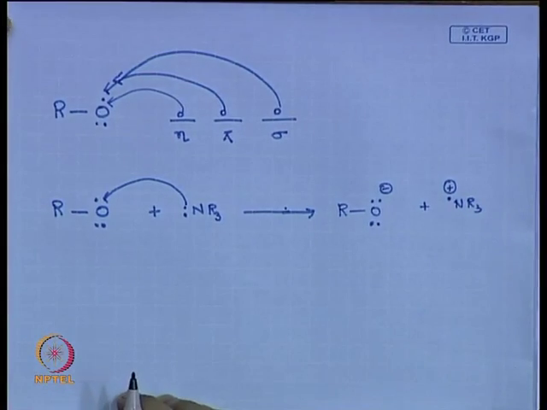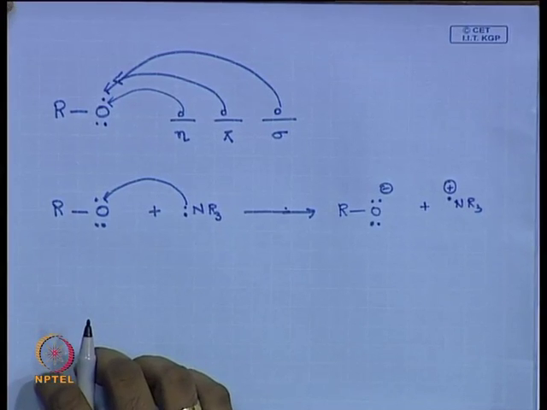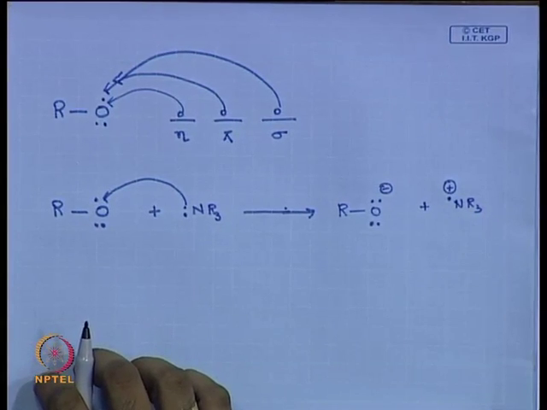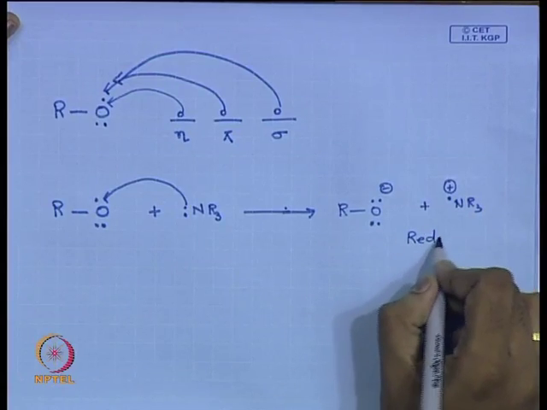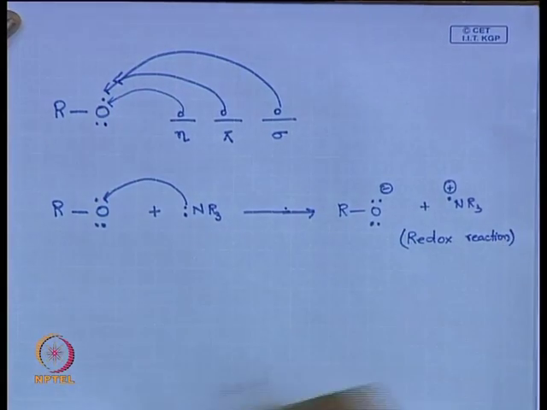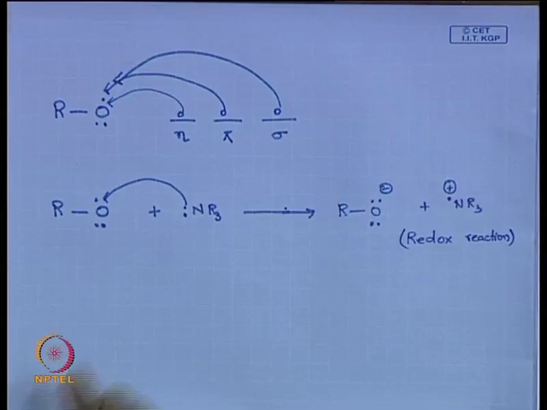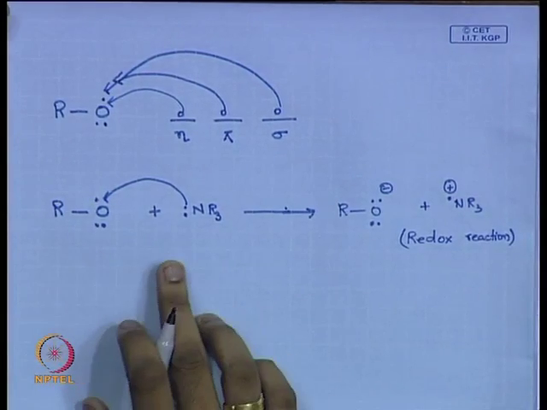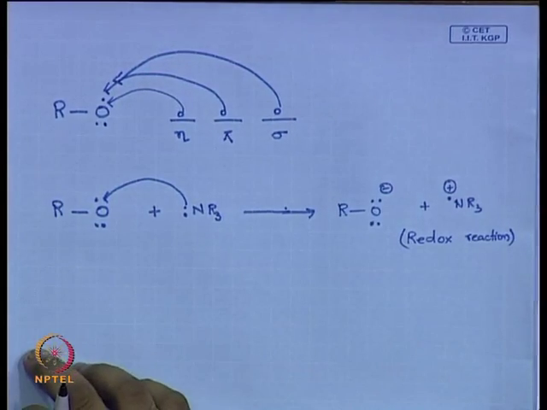So what is this reaction called? What do you call this reaction? Acid base? What reaction is this? Yeah, you call it an electron transfer reaction. It is a redox reaction, right. It is a very good redox reaction. So, this is the best example for your alkoxy radical abstracting an electron from your non-bonded electrons.